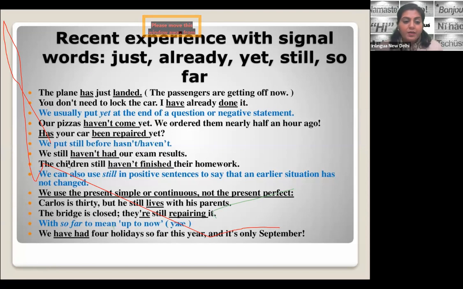We can say, we still haven't received our exam results is one way of doing it. The other way is, we have not received our exam results yet. The children still haven't finished the homework. The children haven't finished the homework yet. If you use the word yet, it goes at the end of the sentence.